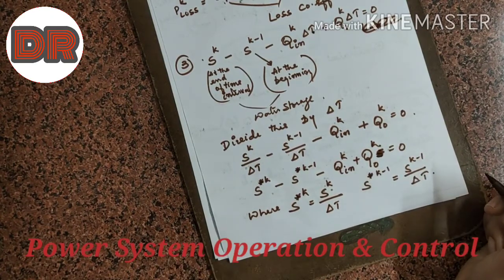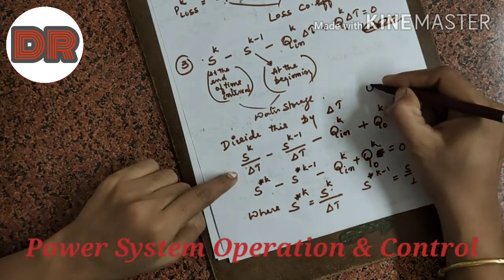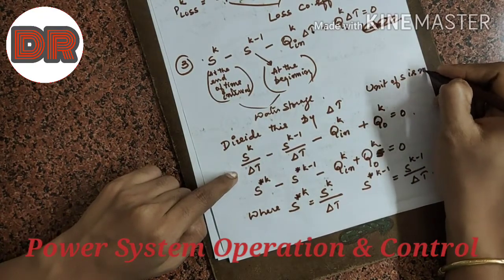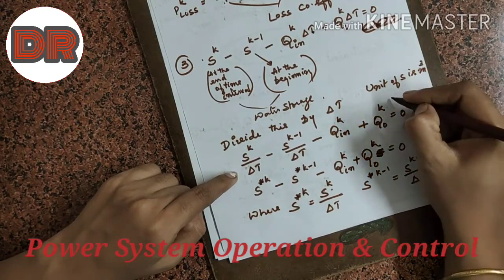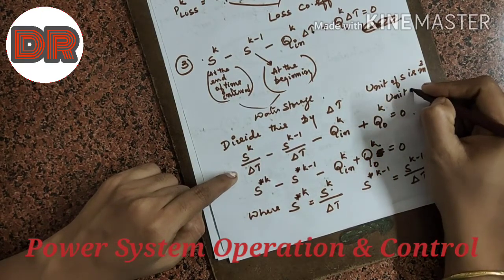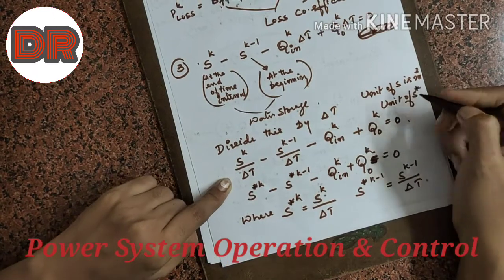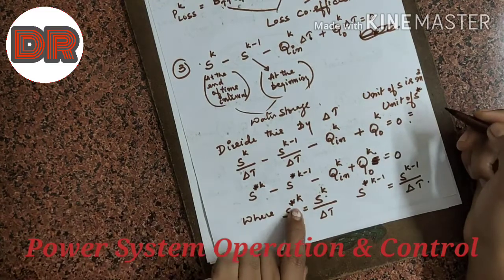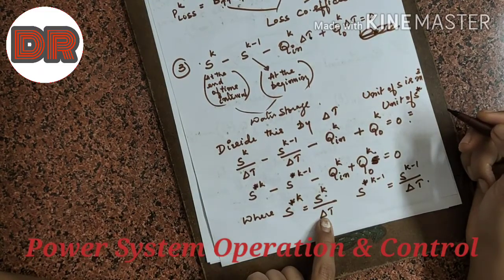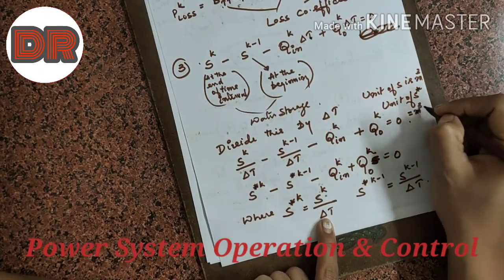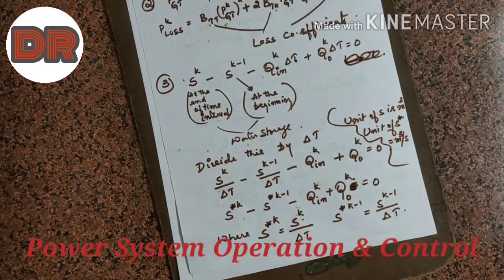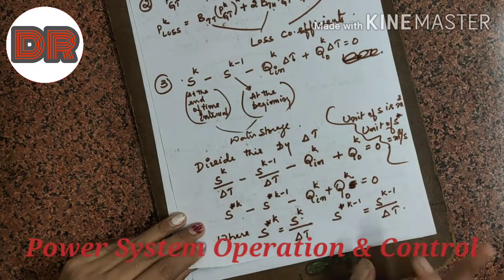Now what is the unit? We know that the unit of S is meter cube, that is a water volume. So what is the unit of S star? You can see here, it is meter cube divided by time, that is meter cube per second. Remember this, or you can write it in meter cube per hour also. So we have discretized this.